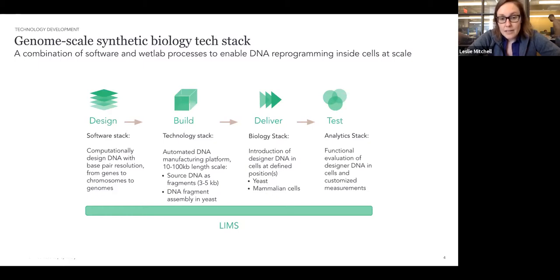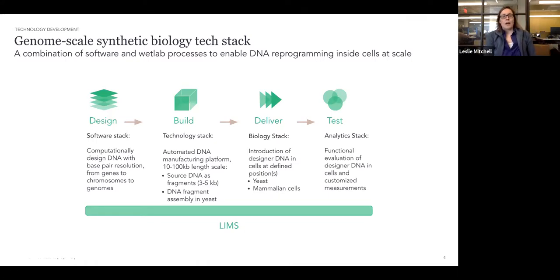How do you then, this is the big piece, the build and deliver, how do you start thinking about sourcing all of that synthetic DNA, making pieces that are meaningfully large to put into cells, what types of cells you're going to go into, and what are the challenges related to those different types of cells. Yeast and mammalian cells are worlds apart in terms of putting large pieces of DNA into them. And then what kind of analytics stack do you need at the end of the day to accommodate measuring and ultimately debugging, which is not shown on here.